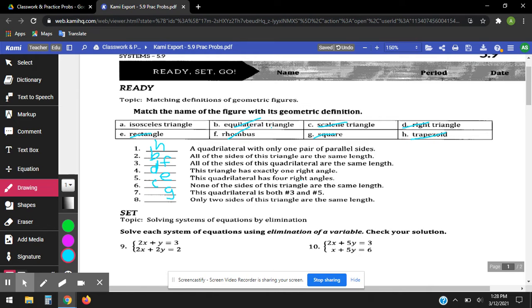See, double check ourselves. See if you're paying attention. 8. Only two sides of this triangle are the same length. Isosceles is the two-sided. All right, next.